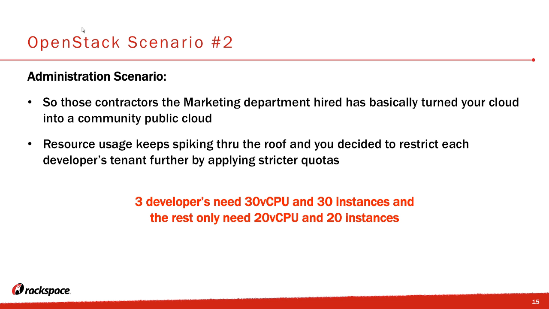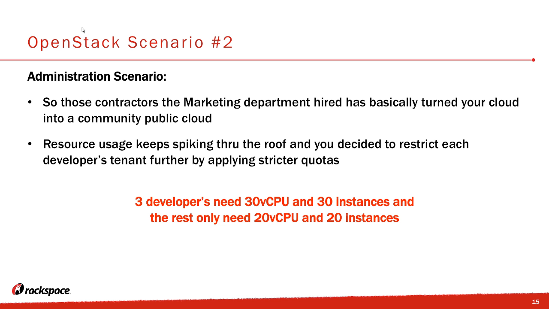Now you want to go in and apply some quotas or restrictions to the resources you provided them. Typically that would have been something you did before you turned it over, but just for some reason today it slipped your mind. So what we're going to do is allow 3 of the developers to have 30 vCPU and be able to spin up 30 instances. And then we want the rest of them to have 20 vCPU and 20 instances. So this is a change to quotas.